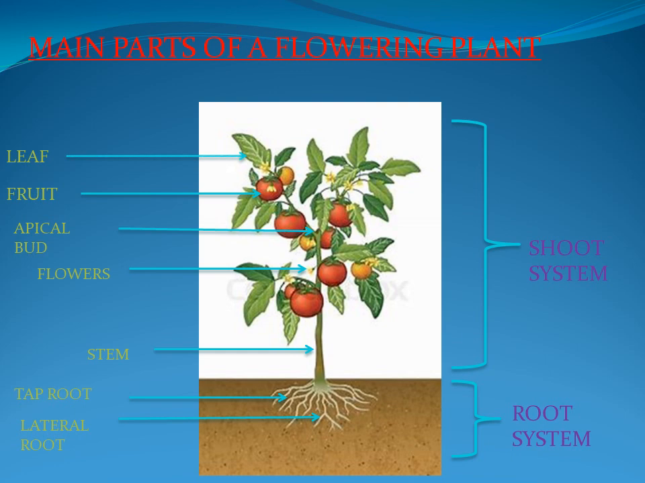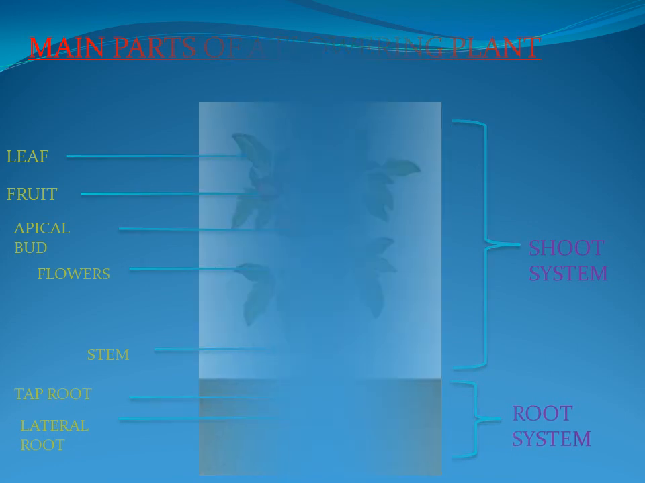Again, leaf, fruit, apical bud. You can see arrowheads. So leaf is the first one which I pointed, and the fruit is the second one which I pointed, the tomato, and then you can see a point which is going up. It's known as the apical bud, and then flowers are so nice, and the stem is the middle part which is going up. So taproot is this, and lateral root is this. So shoot system and root system are the two main systems of a flowering plant.